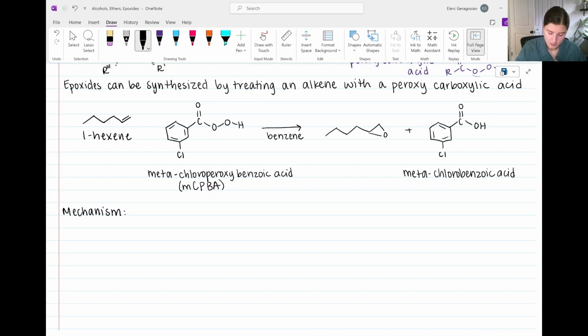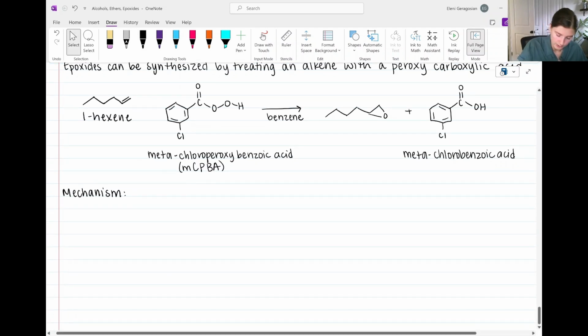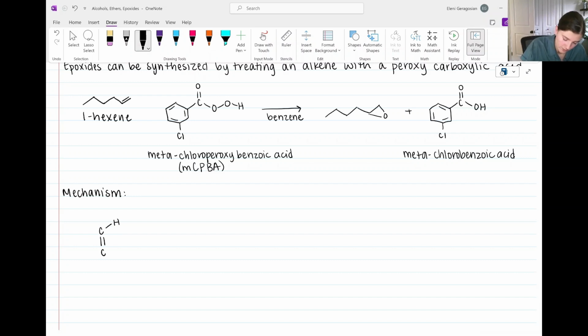For the mechanism, just to keep it simple, I will simplify the alkene. So we have carbon to carbon double bond. And then each carbon we'll say is bonded to an R group and a hydrogen. And we'll have an E alkene here to emphasize stereochemistry.